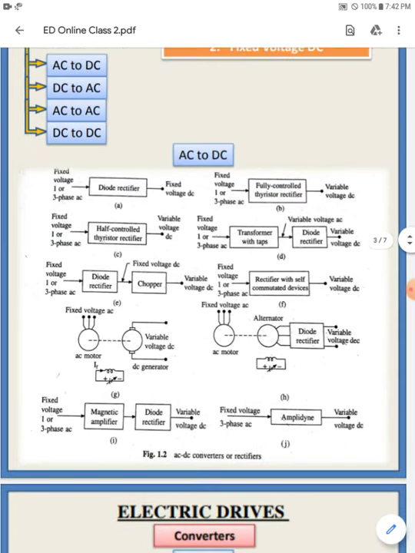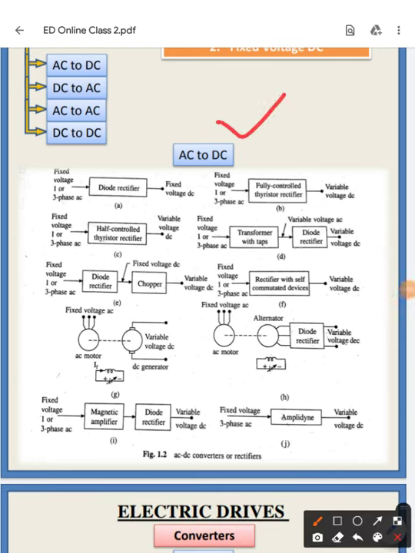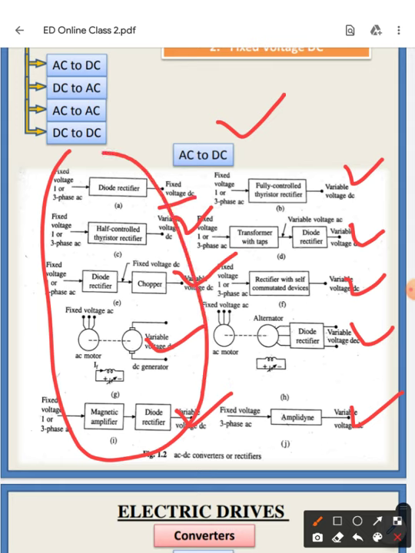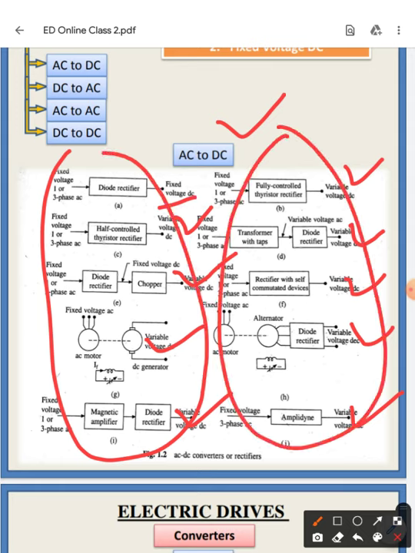In the first case, what we have seen is that the fixed AC voltage can be converted into a fixed DC voltage, and in all other cases we are finding variable DC voltages. In each and every case we are finding variable DC voltages, right? So these are the arrangements by which we can get either a fixed DC voltage if the input is AC, or variable DC voltages if the input is AC, right?